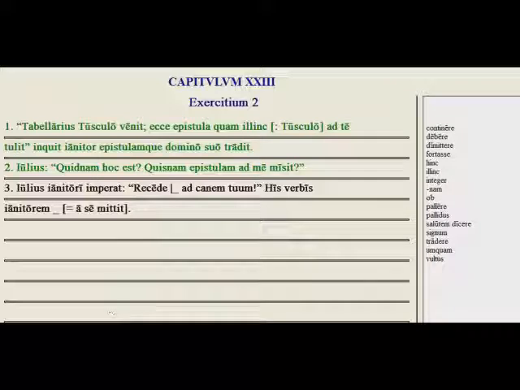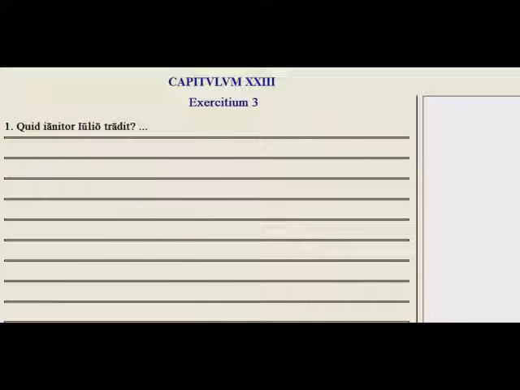Okay, let's look at the question and answer section. So quid janitor Julio tradit? What did the doorman hand over to Julius? Or what does he hand over? Janitor litteram, or litteras, tradit Julio. He hands over a letter. Okay, epistolam tradit. So either one, litteras, the plural form of litterae, means a letter, and then epistolam also means a letter. So janitor Julio epistolam tradit.